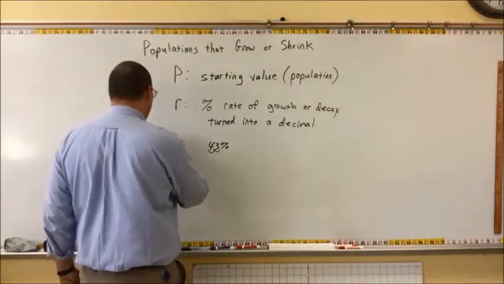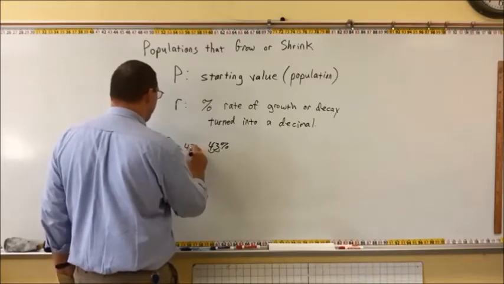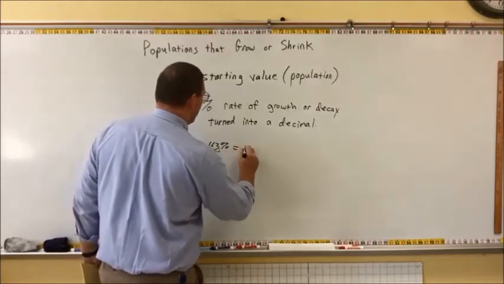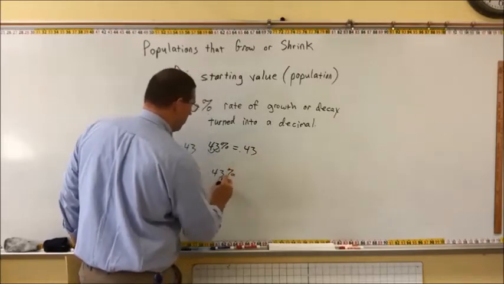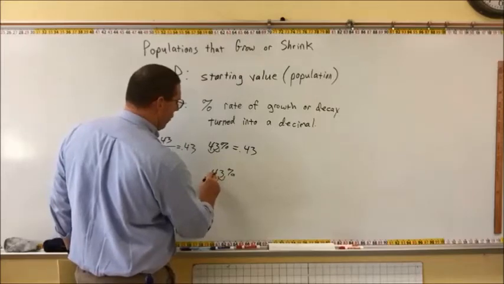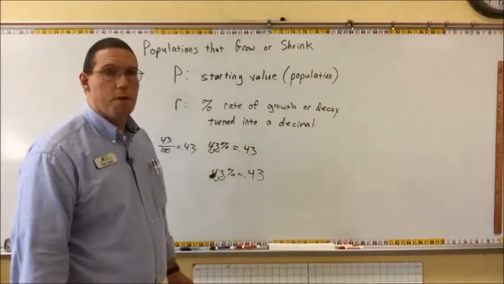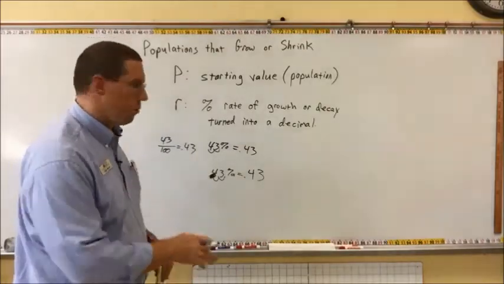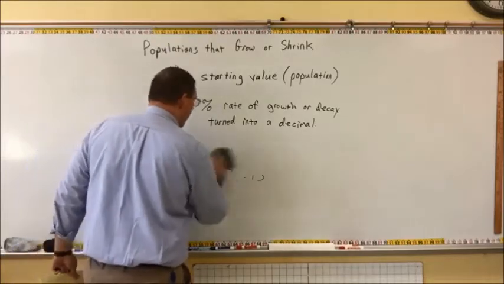So if we do 43 divided by 100, that is equal to 0.43. So 43% is equal to 0.43. We're taking the 43%, taking the decimal point and moving it over 2 places, so now it's here in front of the 4, and that's 0.43. So 43% is the same thing as 0.43 as a decimal. And you're like, yeah, I'm fine with that. I don't have a problem with that.